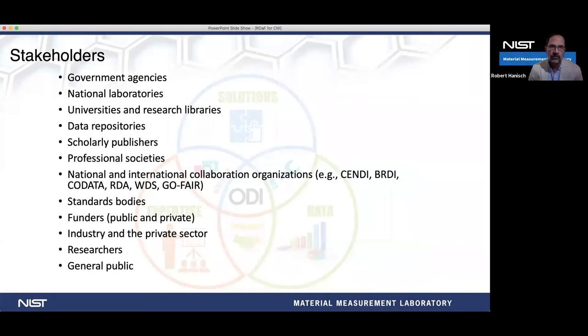Many stakeholders, from government agencies to national laboratories, universities and their research libraries, scholarly publishers, professional societies, these national and international collaboration organizations, standards bodies, funders, both public and private, industry and the private sector, who are facing the same problems we do in the academic and government sector within their companies, especially as they acquire other companies and find that they have to do data integration and discovery across these different entities. Of course, the researchers who are both generating and using data, and of course, the general public.